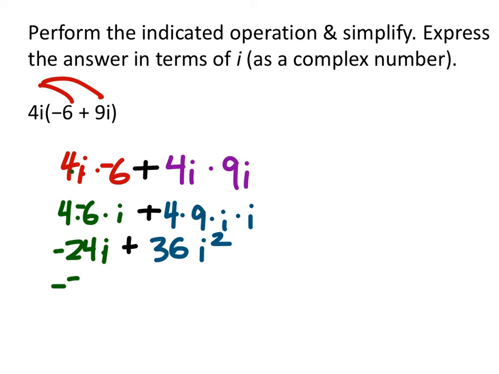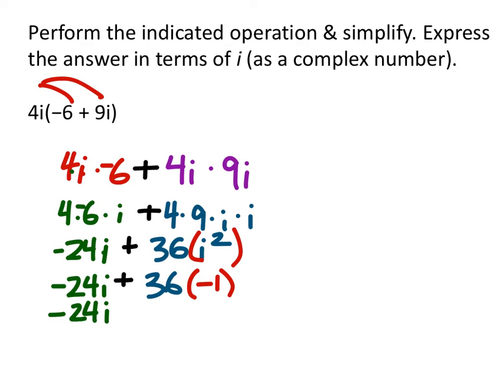Now we can't really do much more with that negative 24i, but we can do something with that i squared here. That will end up becoming a negative 1, because i squared is negative 1. So I really got 36 times that negative 1, which gives me negative 24i, and we'll just change that to minus 36. But again, this is not a formal complex number. To do that, we're going to need to change this to negative 36 and then minus the 24i. And that would be it.